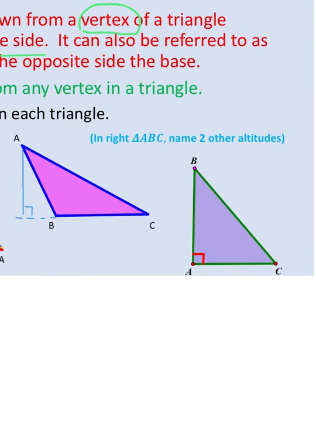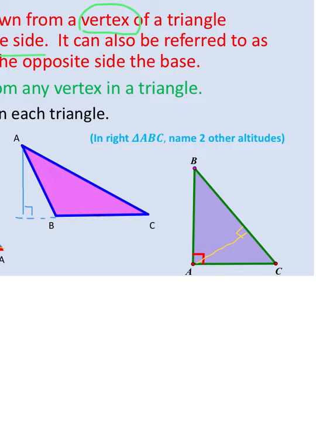And here in the purple triangle, if I drop an altitude from A to the opposite side, again, I'm eyeballing it. I want it to more or less hit at a 90-degree angle. And there's where that altitude would be from A.